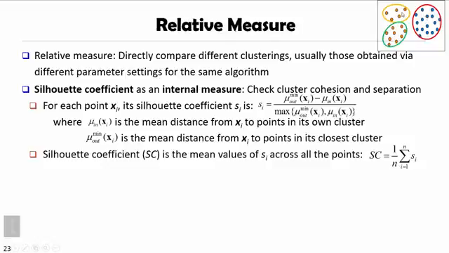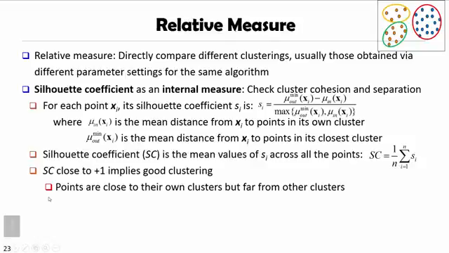This is only for one point. What about the whole clustering? The silhouette coefficient for the whole clustering is this: you take all n points, you calculate every point's silhouette coefficient s sub i from 1 to n, and you divide the sum by the number of points n. You get the whole clustering's silhouette coefficient. Of course, if this silhouette coefficient is closer to +1, it implies good clustering, because the distance to its own points is rather close, and to the other clusters, even the closest one, is reasonably far.